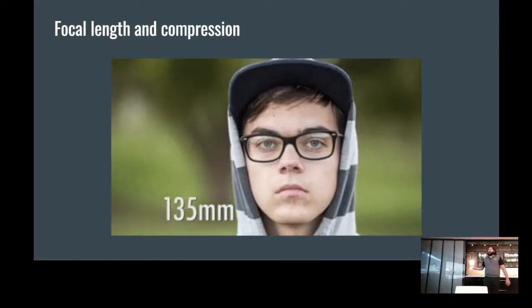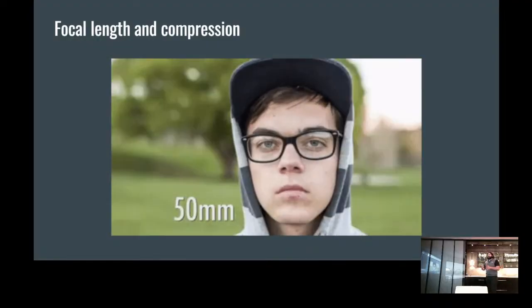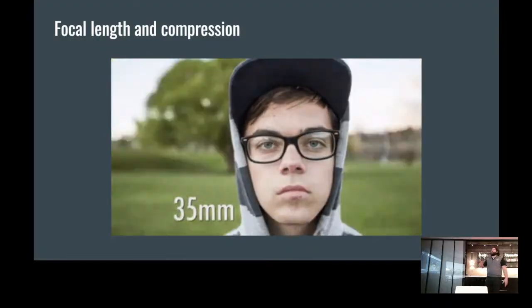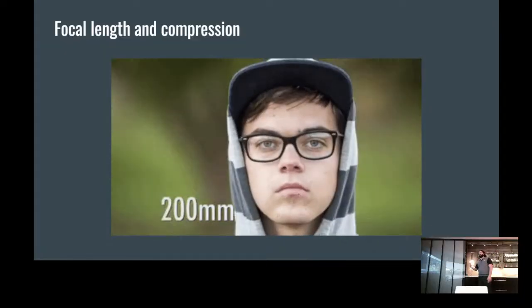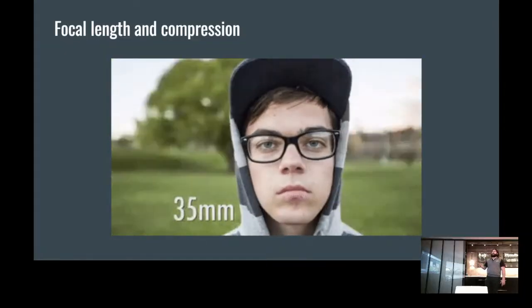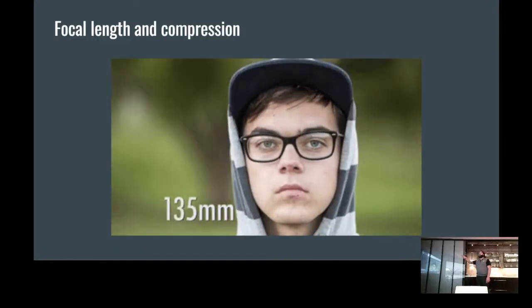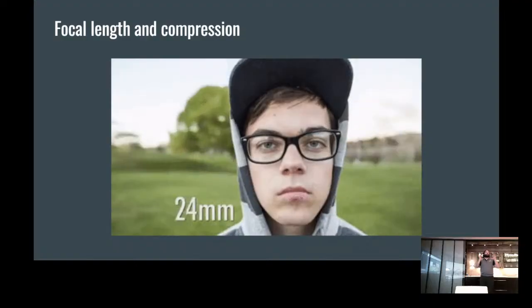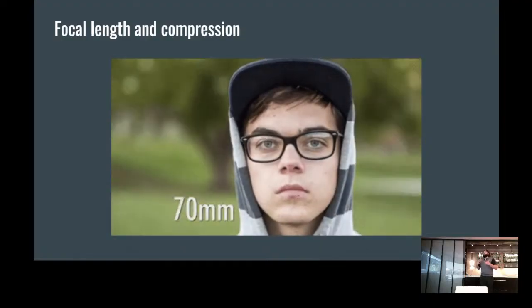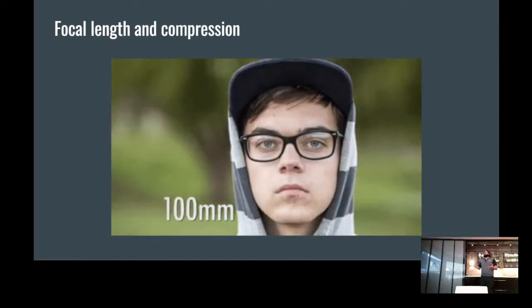Focal length and compression. The smaller the number is, the more wide angle the lens is going to be. That's great for landscape, architecture, nature, but keep that in mind if there's a person in there, now they've got a needle nose. Versus you go all the way up to 200 millimeters, now they're starting to get plump in the face and fat. So there's that middle ground when you're taking photos.